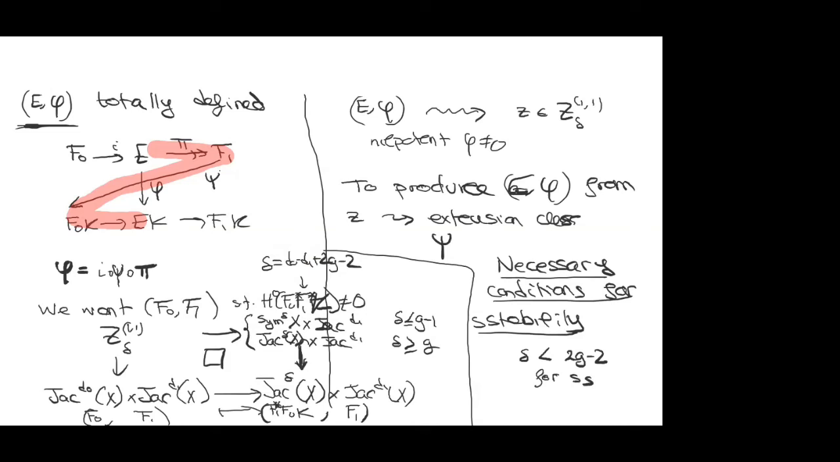But we have another condition, which is the existence of a nilpotent Higgs field, which is equivalent to the existence of a section of this bundle. Therefore, we also need delta to be at least 0. And if it is 0, then F1 has to be equal to F0.